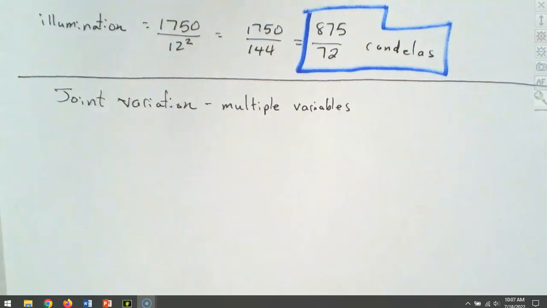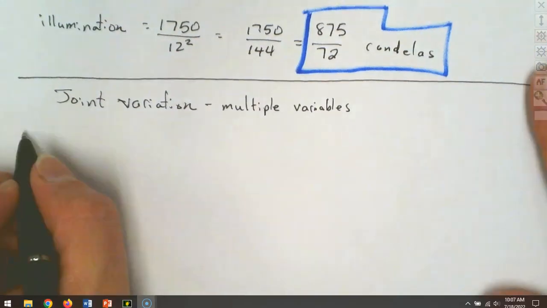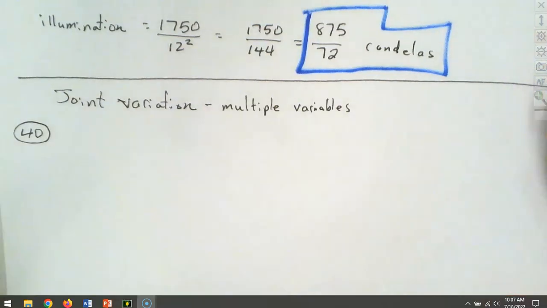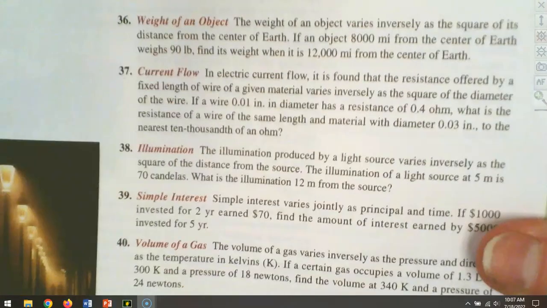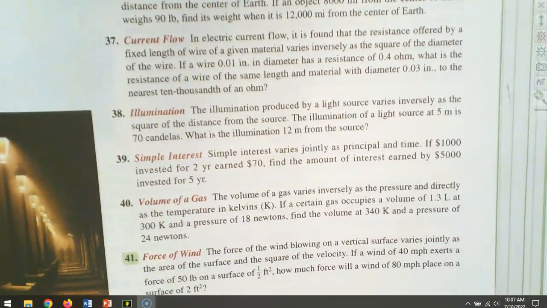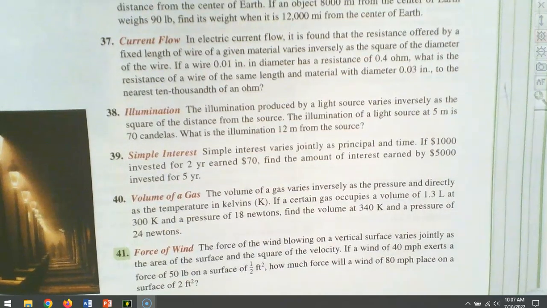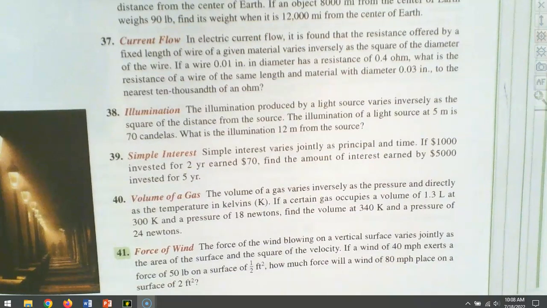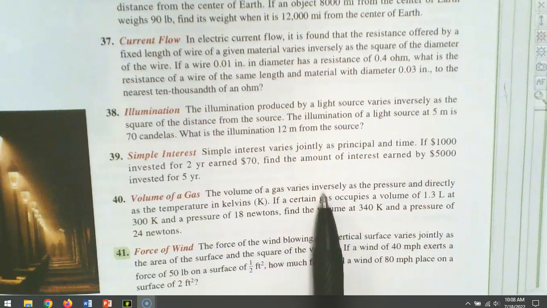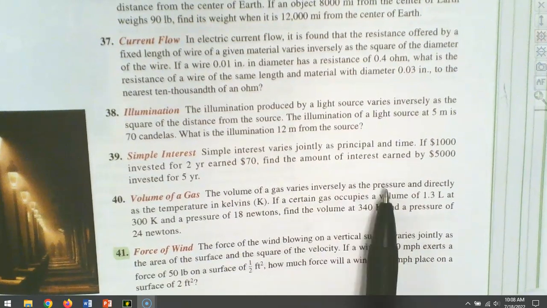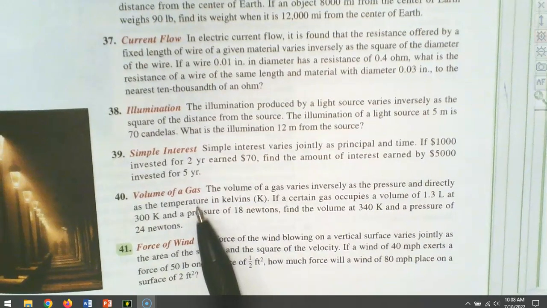And we'll look at question 40. Now, what does it talk about when we say directly? Directly means we multiply. Inverse means we divide. That's all we have to remember. Direct, multiply, inverse, divide. So we're looking at the volume of a gas in a container. So the volume of the gas varies inversely as the pressure and directly to the temperature.